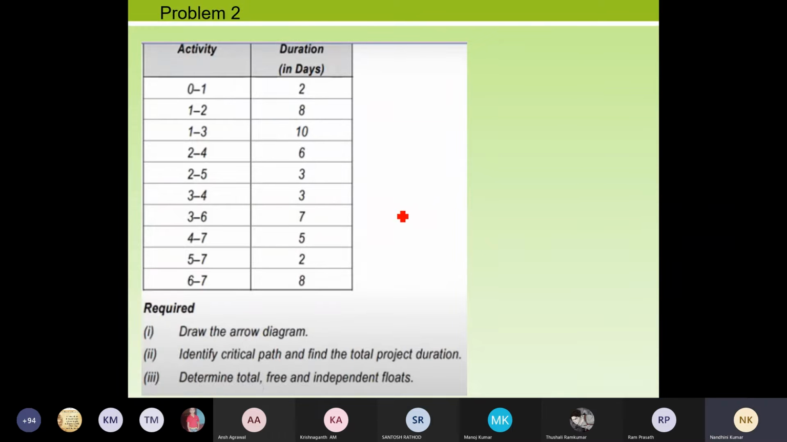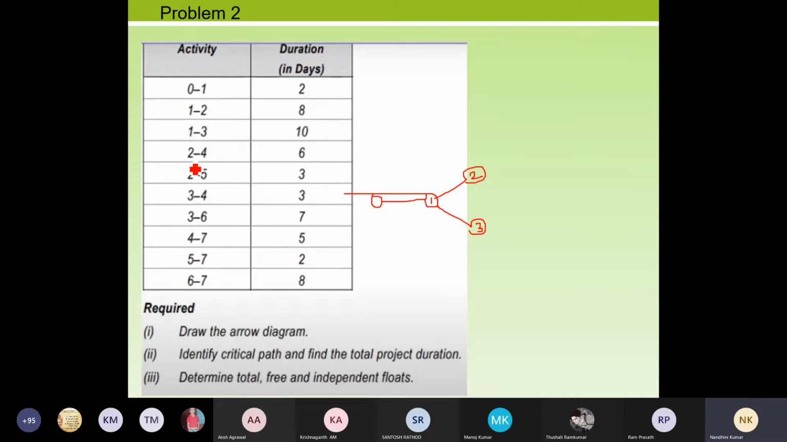So the network diagram starts with 0. It has 1. After that, it is going to 1 to 2, so it is going to have 2 here. Again, it is 1 to 3. From here, it is going to have 3 here. So this is 2 and this is 3.